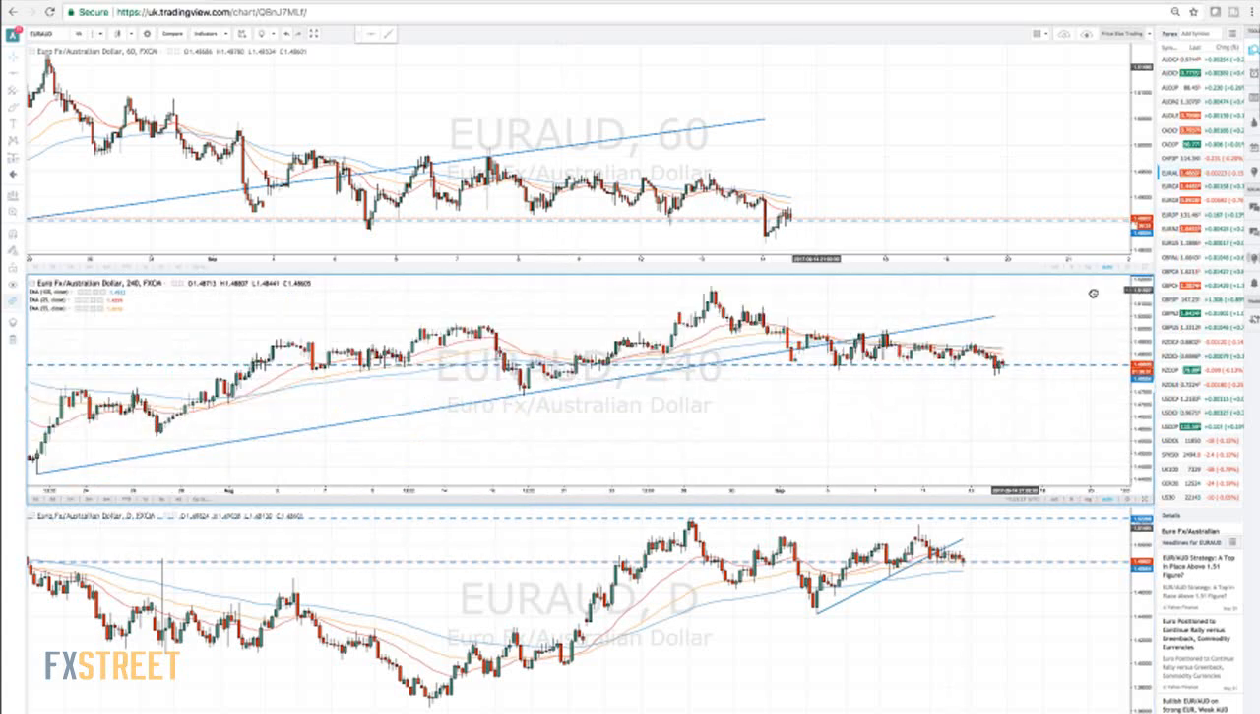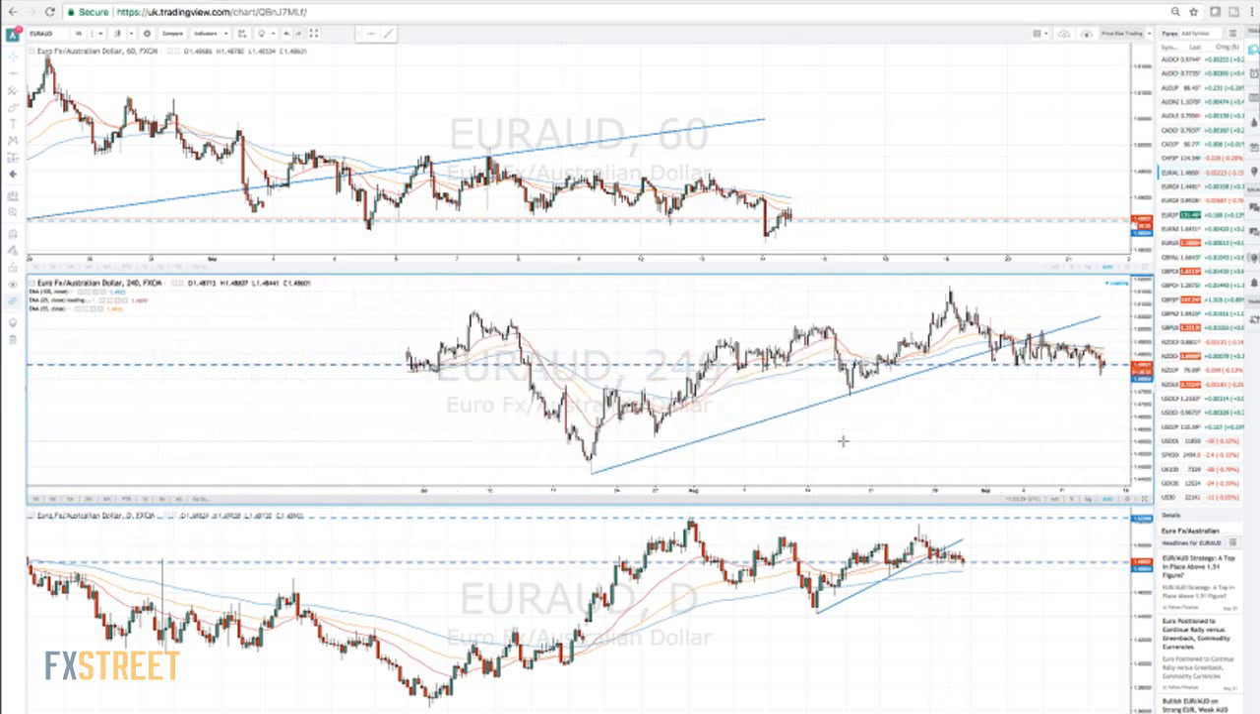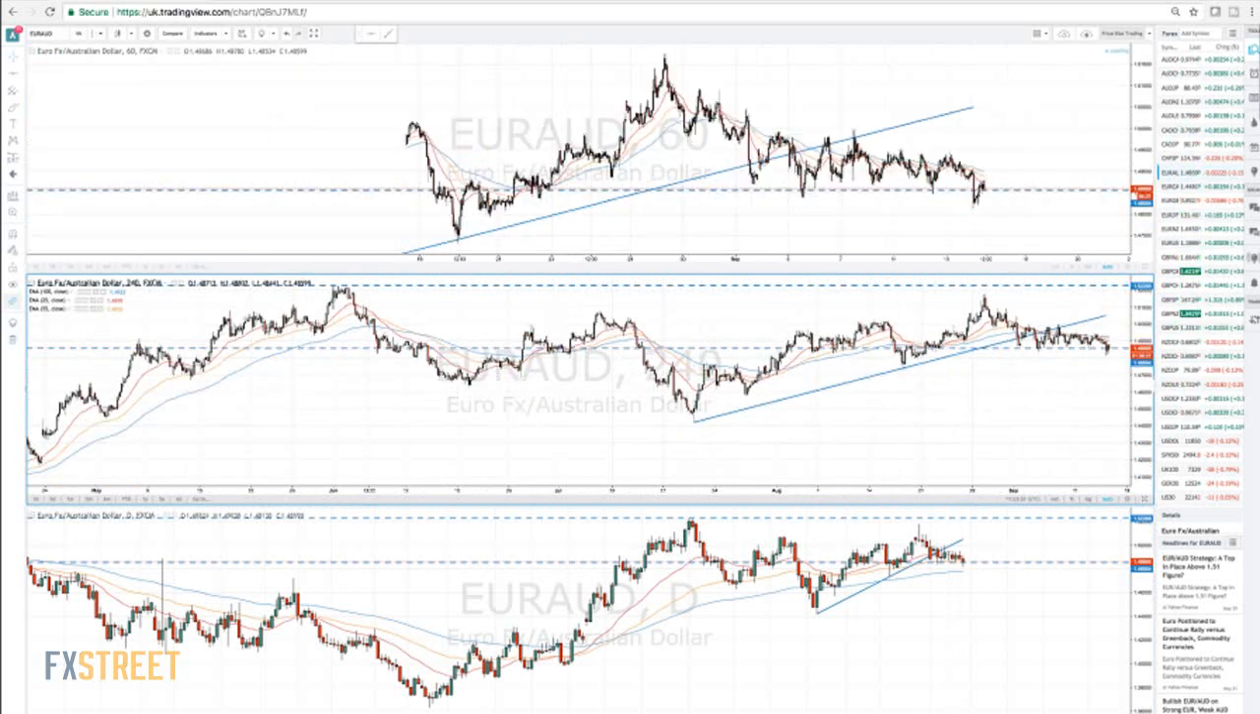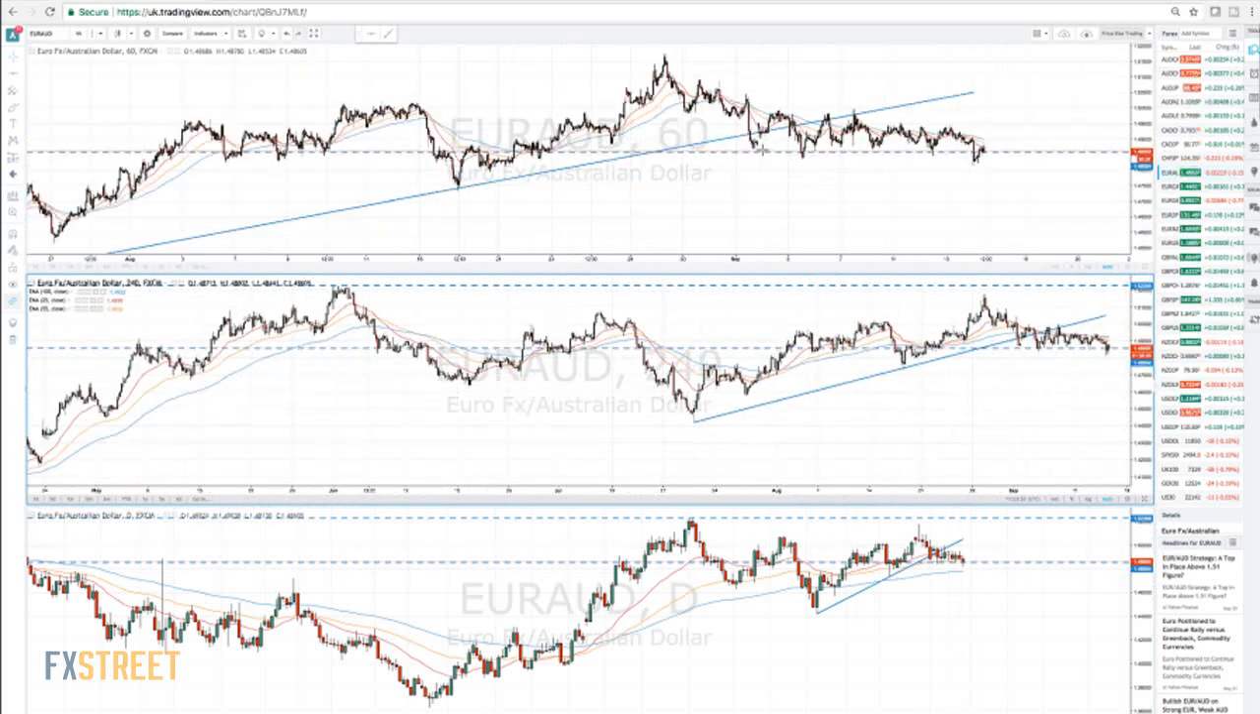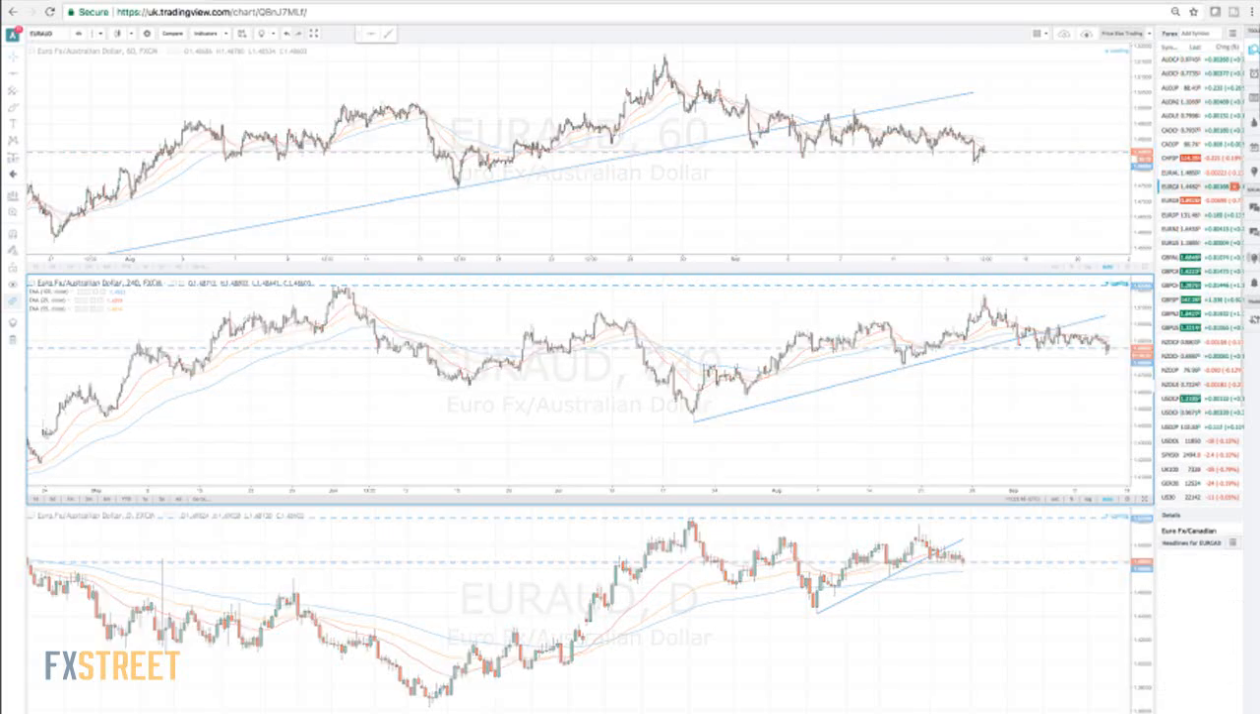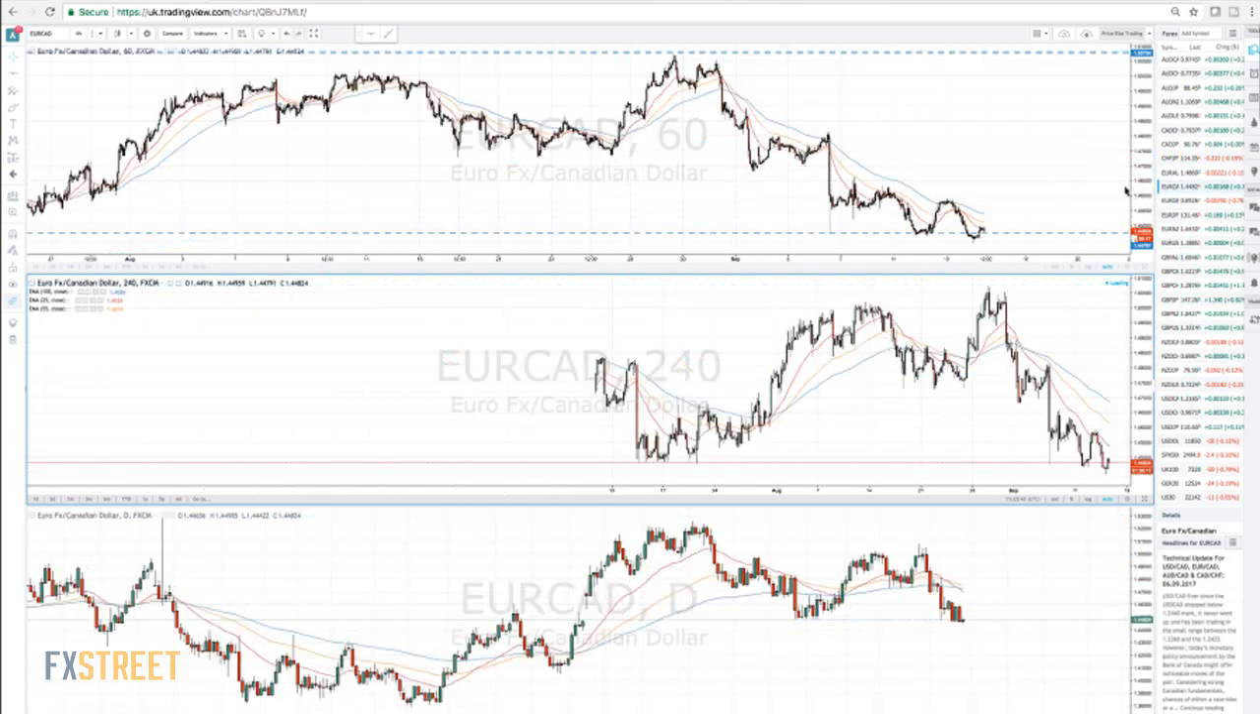EuroAussie is just looking like a bit of a disgrace of a chart, if I'm honest. Well, look at that. Who wants to trade that? There are better opportunities out there. Let's just ignore that, because no one wants to get involved in something that looks like that.